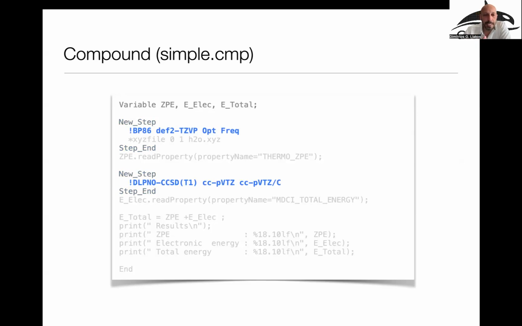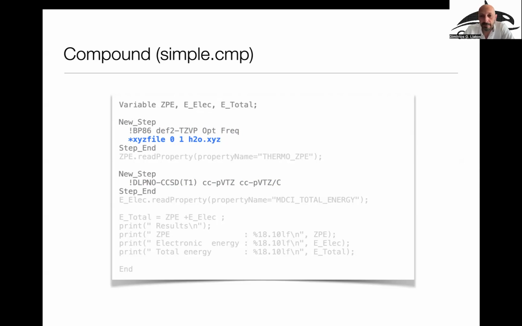Then, inside each step, we give everything we normally give in any ORCA calculation. Here we have the simple input with the functional and basis set. The first calculation does an optimization and frequency, and the second one does a DLPNO coupled cluster calculation. An important difference is that the first calculation contains a geometry. The second one does not.